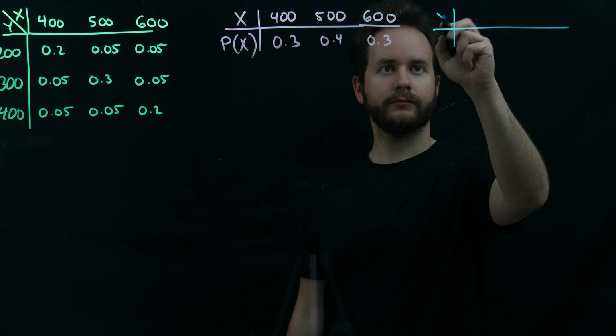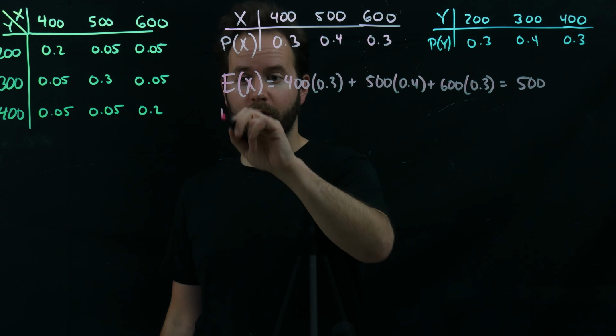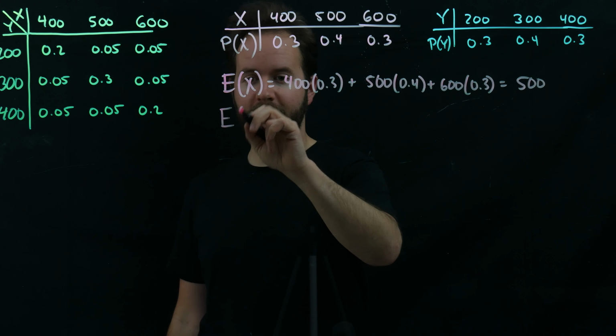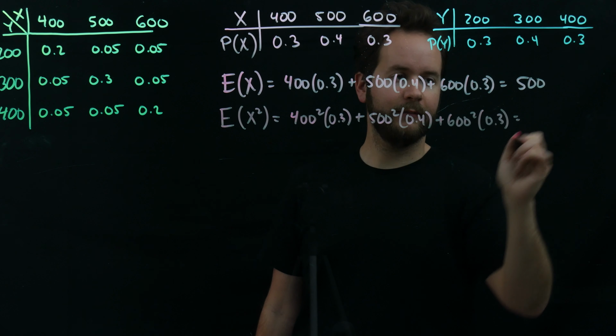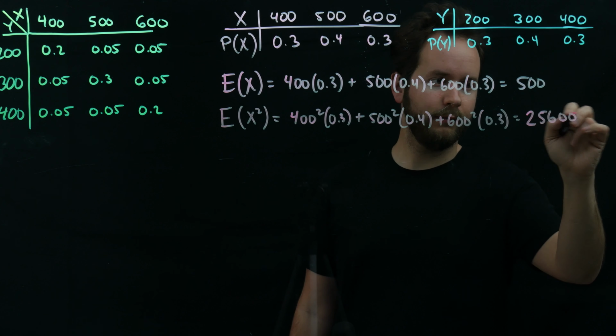To get variance, well, actually, it doesn't ask for variance immediately, but we are going to have to get variance at some point because we're just going to need it later, trust me. In order to do that, we need to get our hands on E of x squared. E of x squared is the same exact calculation as before, but with each of these x values being squared. So it's 400 squared times 0.3, plus 500 squared times 0.4, plus 600 squared times 0.3, and this comes out to be, if I'm not mistaken, 256,000. That's a big number.